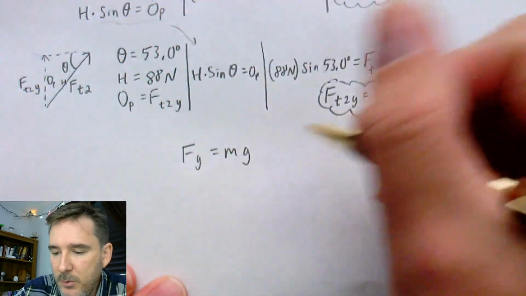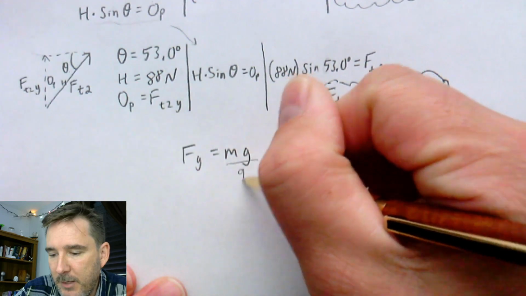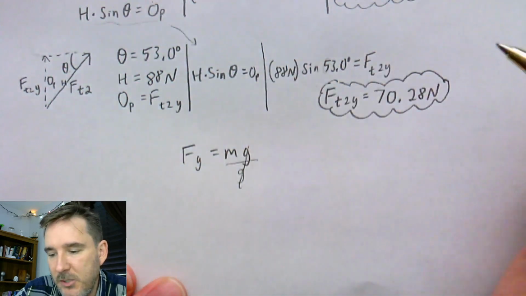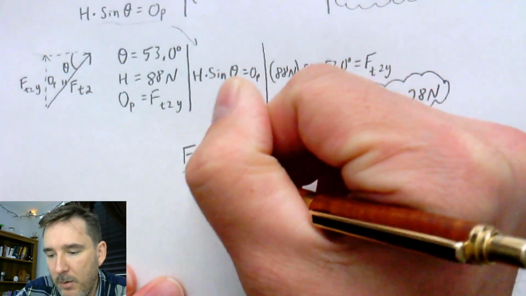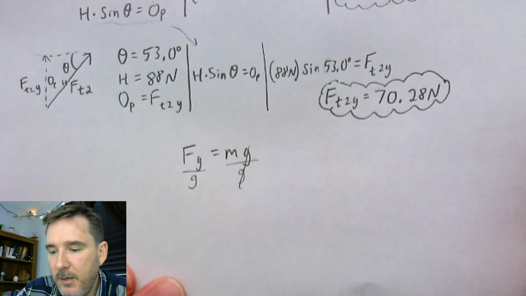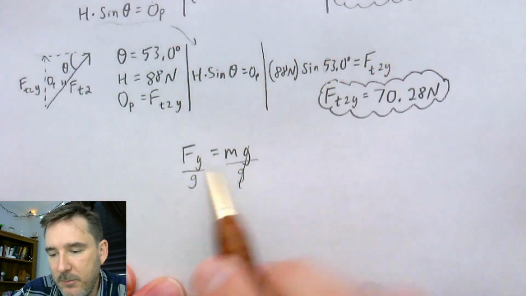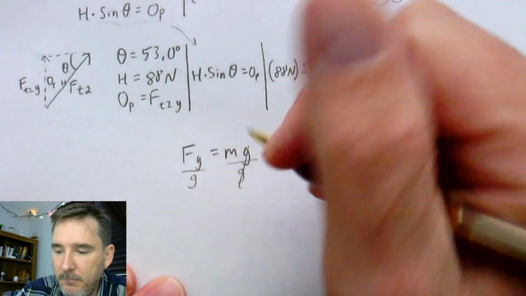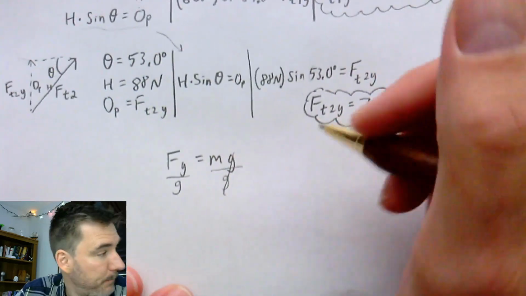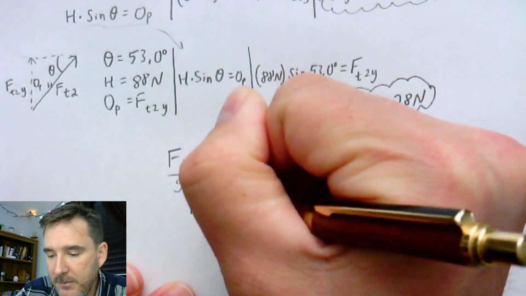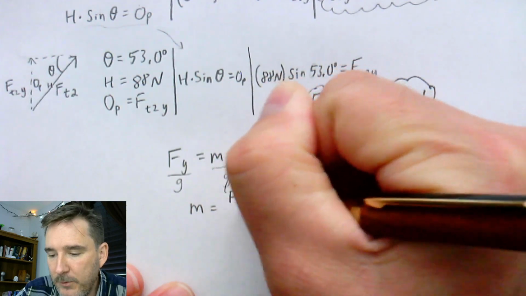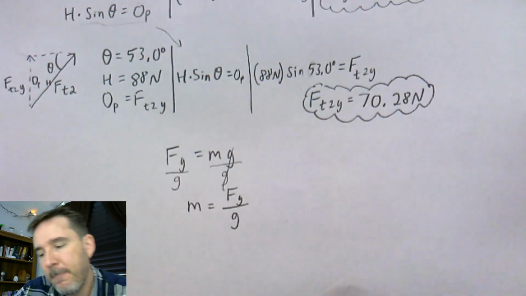So I am going to rearrange this. I want to get mass by itself, so I'm going to divide both sides by g. That'll cancel out g on one side, and whatever I do to one side, I have to do to the other. So it turns out mass is equal to the force of gravity divided by the acceleration of gravity.